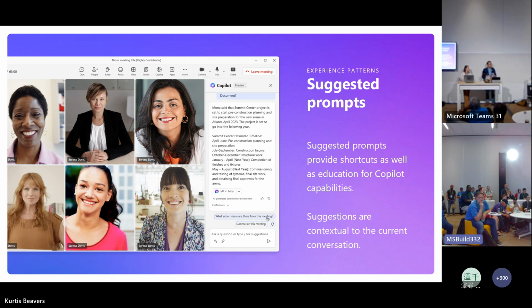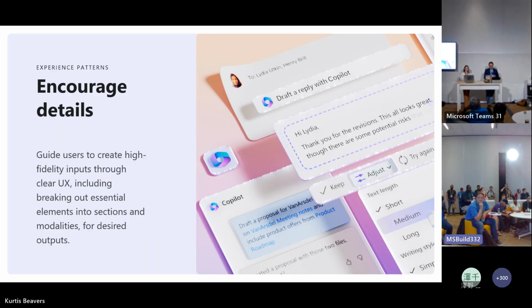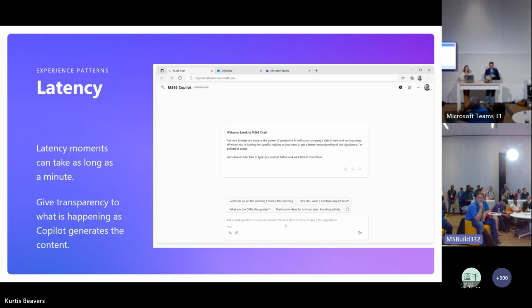In some instances, the prompt suggestions are generated on the fly. Other times, they're very thoughtfully put in place to educate the user. Encouraging details, those kinds of things, is one of those teaching things. I'm going to move a little bit quickly because of the Q&A parts of this.